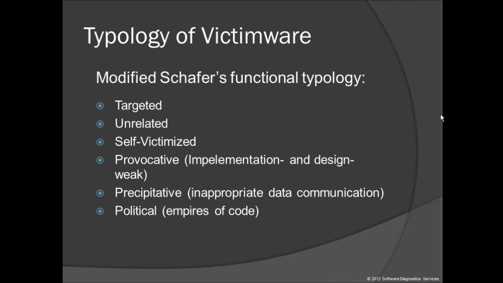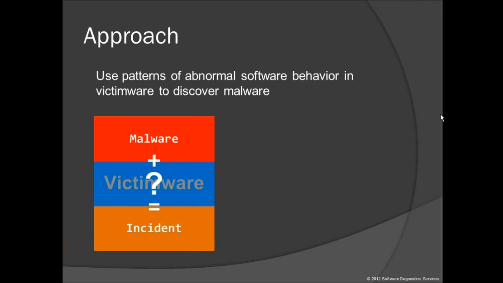Political victimware is a victim of battles between various software vendors. A typical example would be various value-added components or hooksware. The approach of software victimology is to use patterns of abnormal software behavior, such as crashes, hangs, spikes, leaks, patching, and so on, to discover malware.